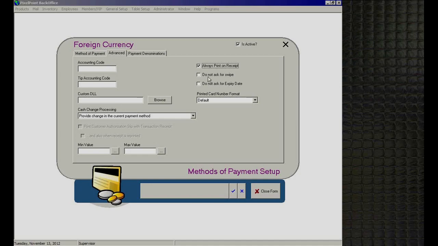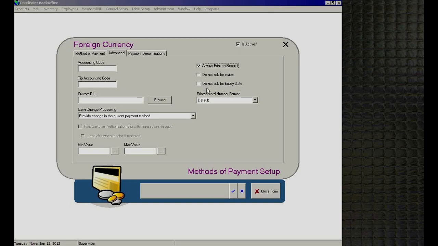Do not ask for swipe. This is for situations where you may be working with handhelds, for example, and on the handheld I don't have a swipe card on it. I need to put in a manual entry number. So if that is the case, I can override the system where it requires a swipe on this particular method of payment. I can check on this, in which case I would manually punch that in using the little tiny touch screen because you're working on a PDA.